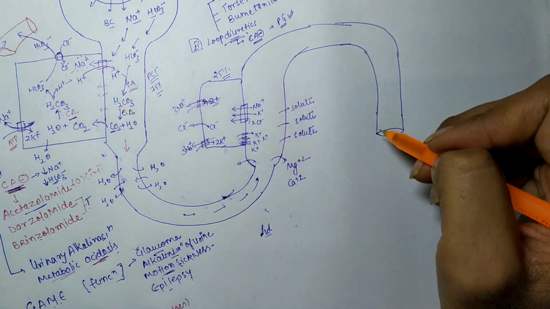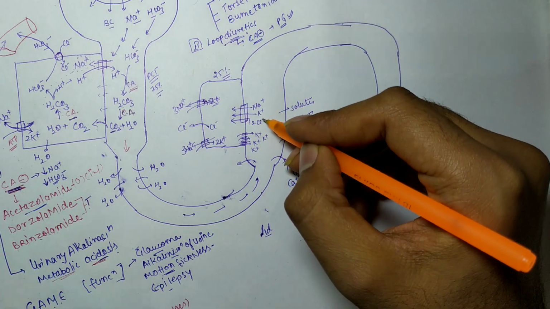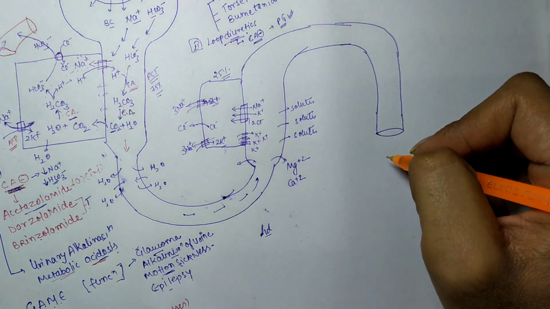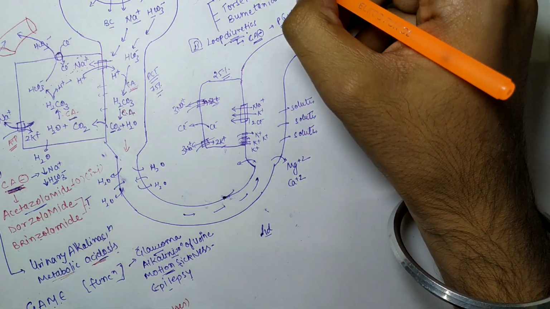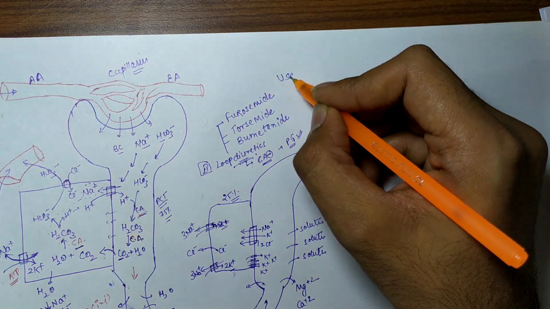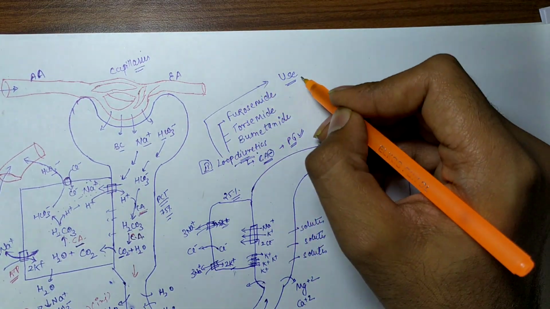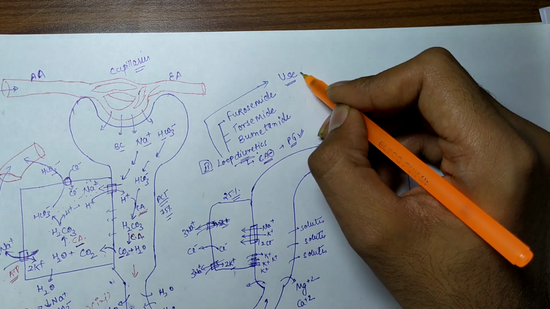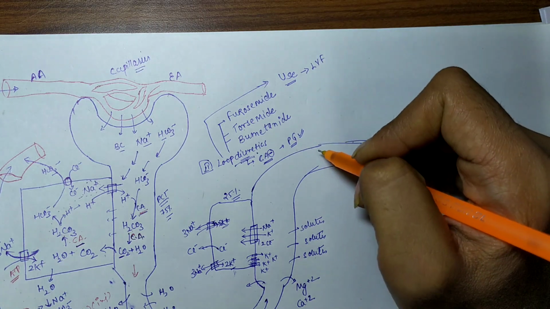As potassium is being lost, it will cause hypokalemia, and as sodium and positive ions are lost, it will cause alkalosis. And what is the use? Now come to the use. Use of loop diuretics. Loop diuretic is used in the quick relief of left ventricular failure.